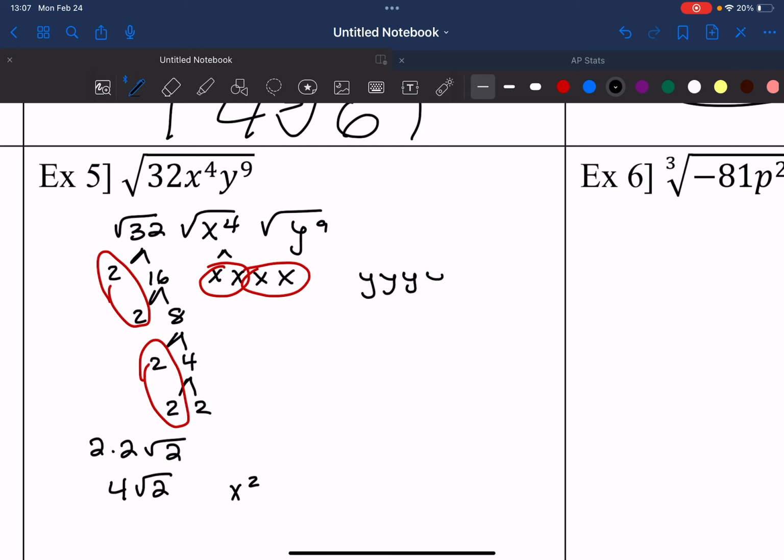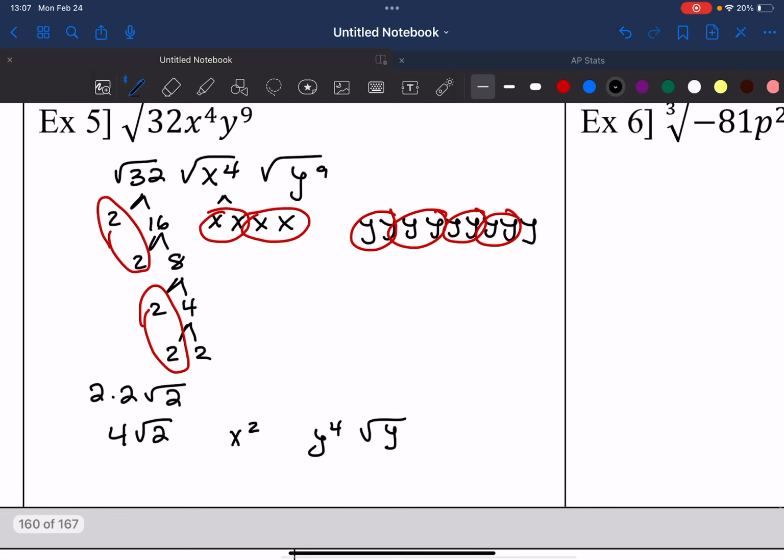1, 2, 3, 4, 5, 6, 7, 8, 9. We have 9 y's. I'm going to circle pairs of 2s. 1, 2, 3, 4. So I have 4 pairs of y's, which means I have y to the 4th. Oops, y to the 4th. And I have 1 y left over, which means that's going to stay under the square root.